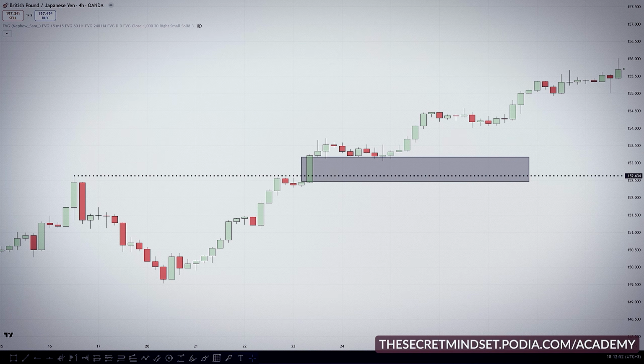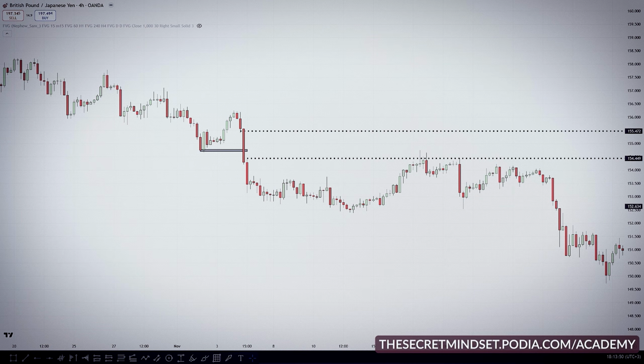The same for a buy signal. Look for a clear break of previous swing highs. Check for a gap forming during this break. Then wait for price to return to the fair value gap level. And watch how price reacts when it hits the zone.